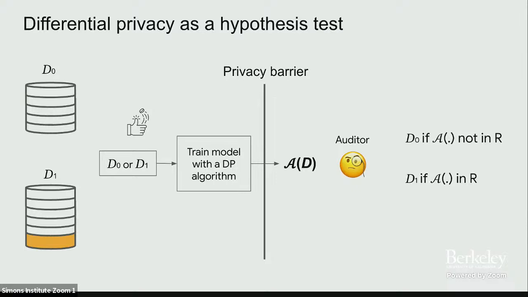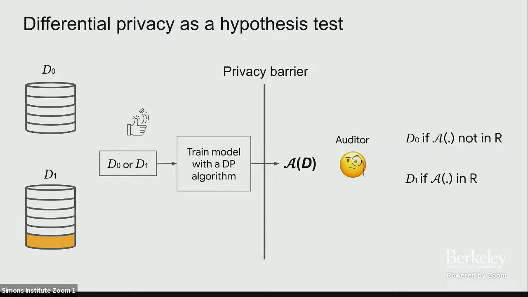It goes back to the early days of DP, really. The way DP can be viewed here is essentially you have two neighboring data sets, D0 and D1. They differ only by one record, and you pick one of them, and you train the model with DP on the selected data set. Then you release the output of the algorithm to some auditor, and they have the job of deciding if you picked D0 or D1.